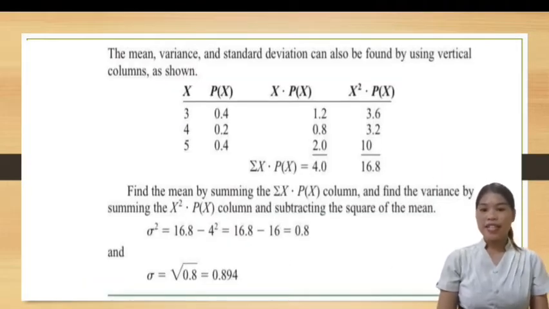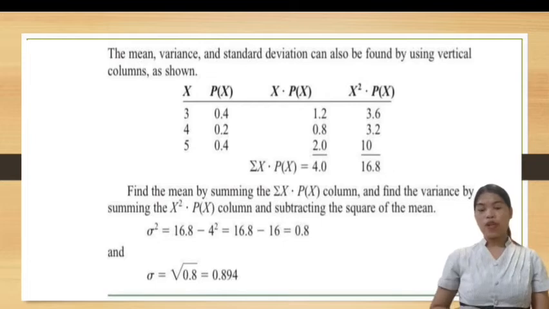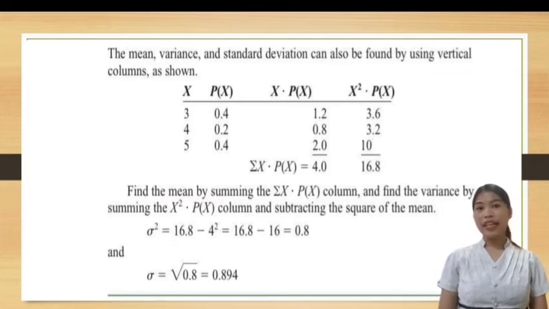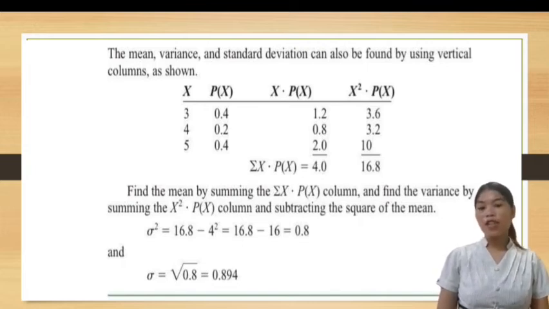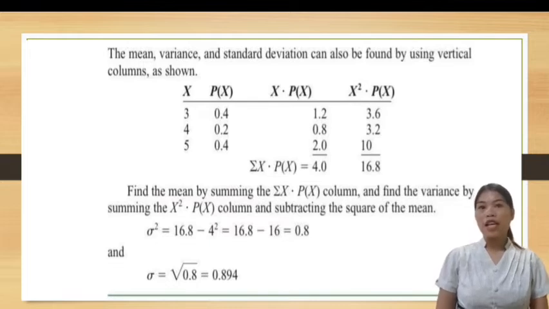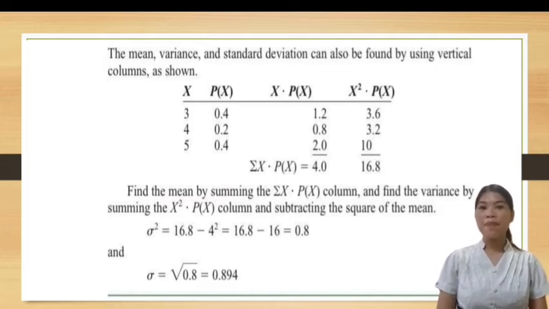So, the mean, variance, and standard deviation can also be found by using vertical columns as shown. So, we can use vertical columns to make it easier to get the mean, variance, and standard deviation. So, our possible outcomes, which are 3, 4, 5. And then, p of x, the corresponding probability. For number 3 it is 2/5, so let's make it a decimal. We make it 0.4. For 4, which is 1/5, it becomes 0.2. For 5, which is 2/5, it becomes 0.4.